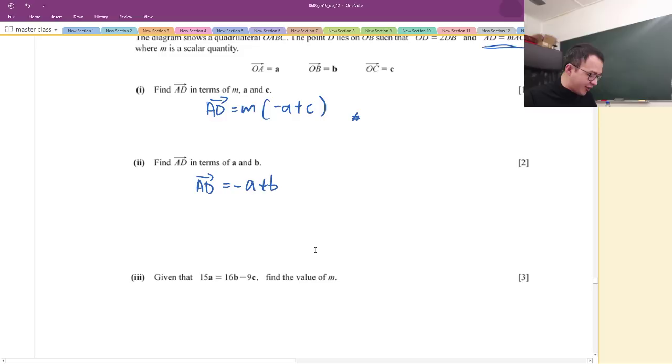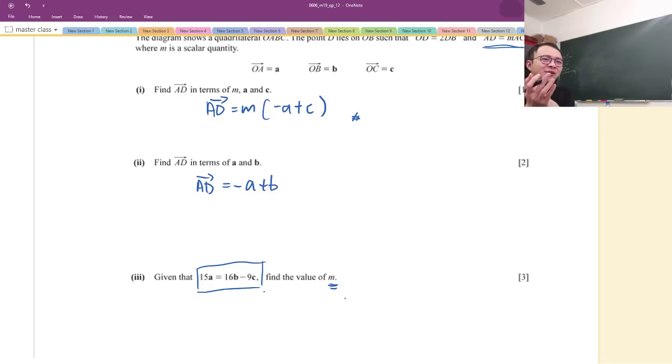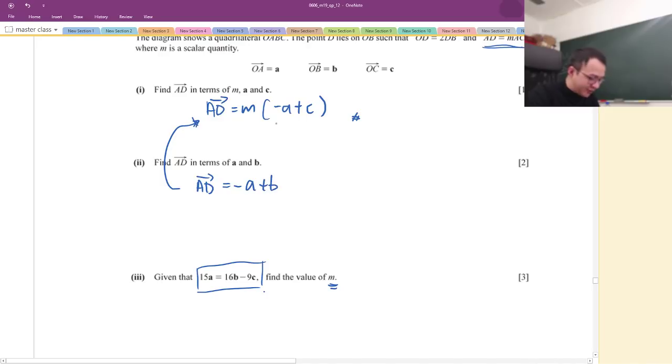So given that 15A equals to 16B minus 9C, this one is a little bit tricky. Why? Because suddenly it comes out something like this, and then they ask you to find M here. So you need to get the idea of how to join AD together, because over here you have M, right? You join them together and then you get something like this, and then by the comparing method you should be able to get M, because this is a bit unusual question in vector.